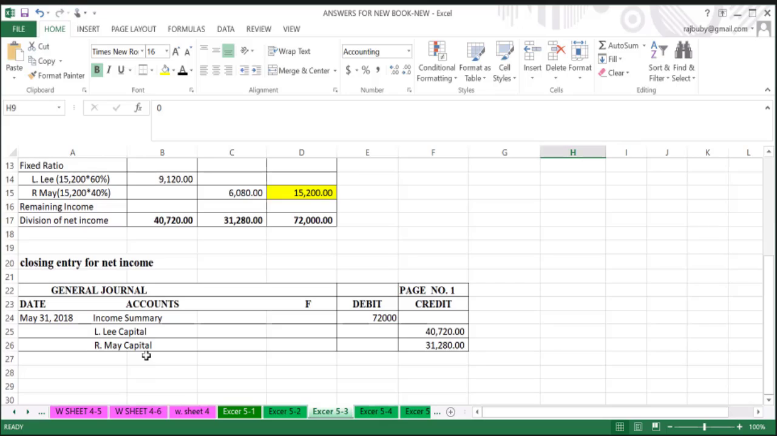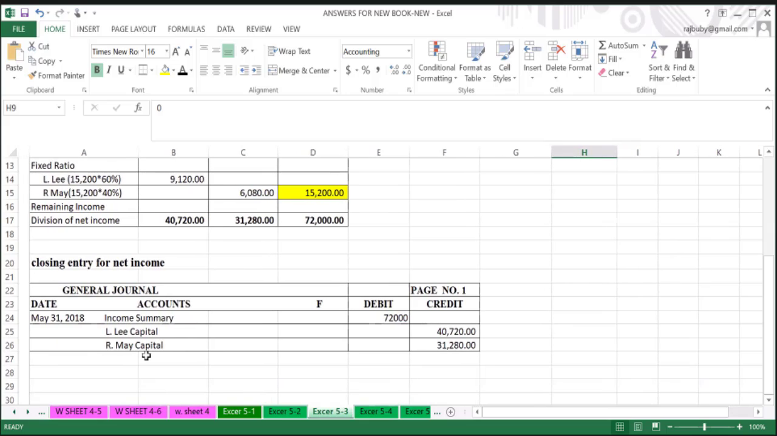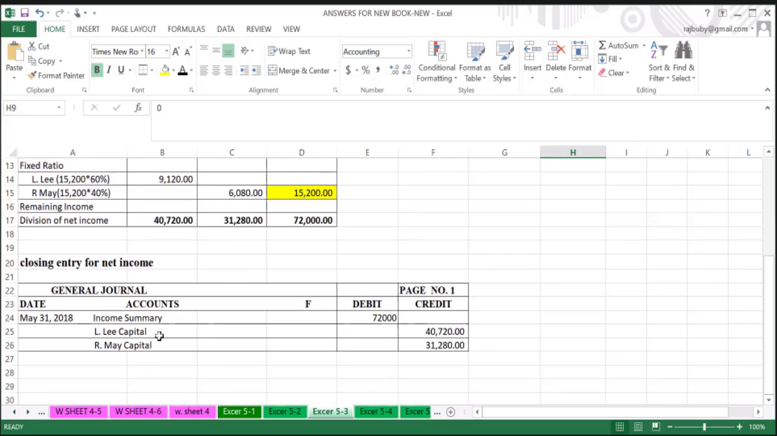This is the journal for income summary account. Income summary is 72,000. That 72,000 you're distributing for capital, 40,000 in this one, right? Each person, how much is getting.